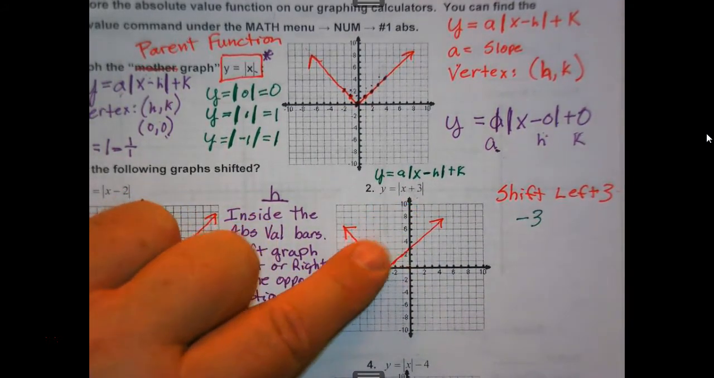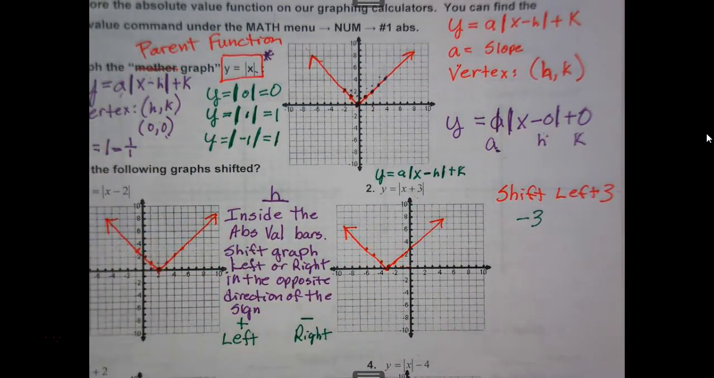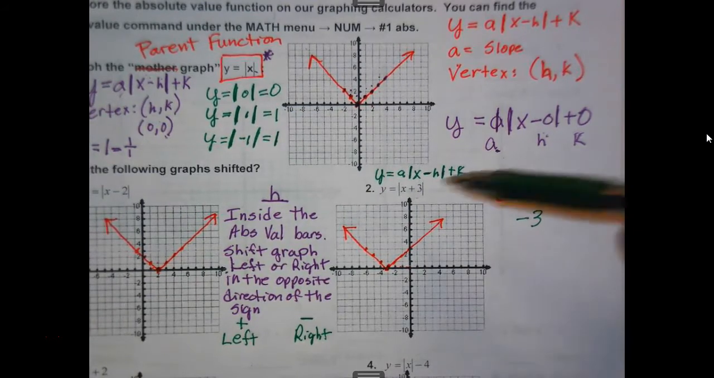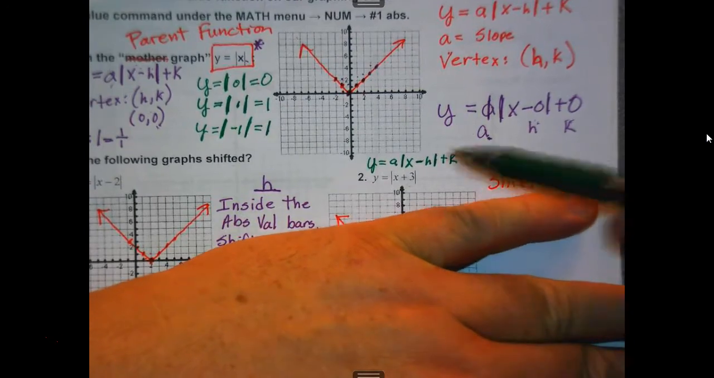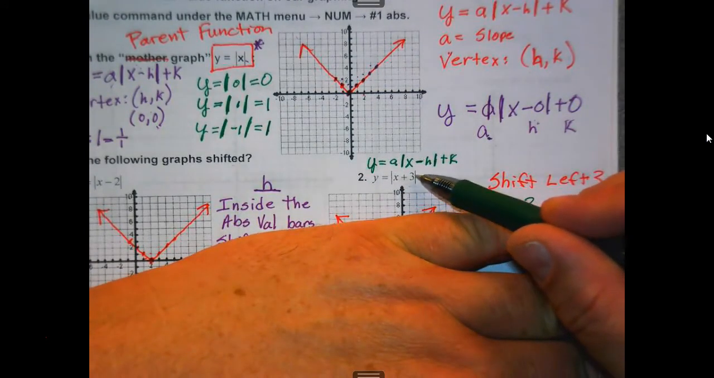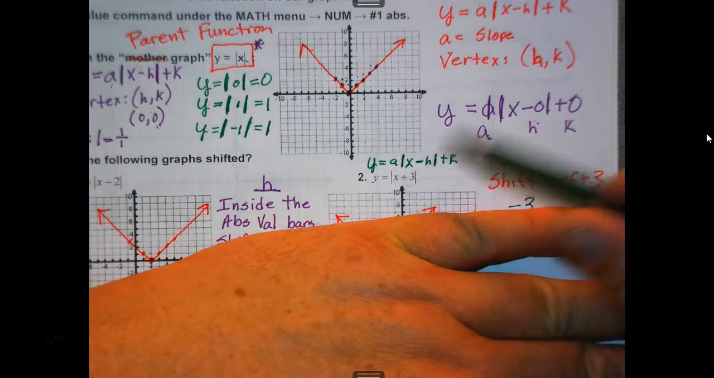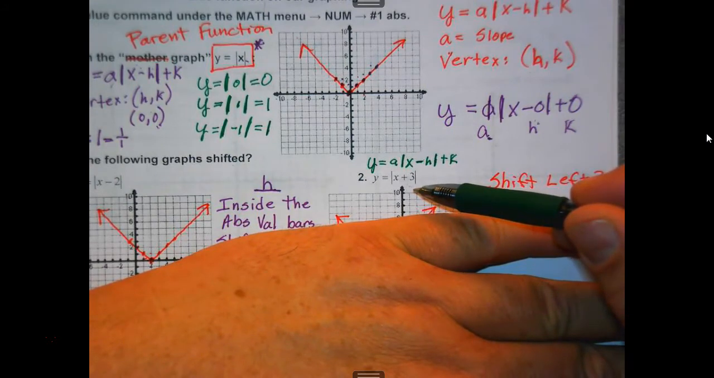Now, does that make sense that I shift it left? It all depends on the sign. In fact, we're going to have problems where you're going to have to look at just the formula. You're not going to have a graph. And it says, well, looking at the absolute value of x plus 3, I know that has to be a minus, so that 3 has to be negative. That's left. That's why it's the opposite sign.